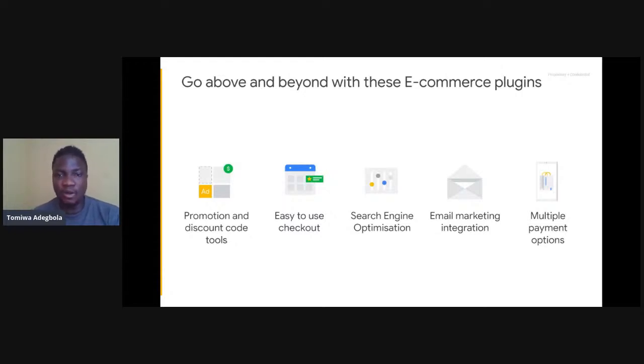Another thing you also want to set up is multiple payment options. You want to make it possible for people to pay via their debit cards or using USSD codes or bank transfer or whichever payment option that is easier for them. So as a business, it's also important for you to set up those things while setting up your e-commerce on website builders. And the easy way to do all of these things is you can use plugins.